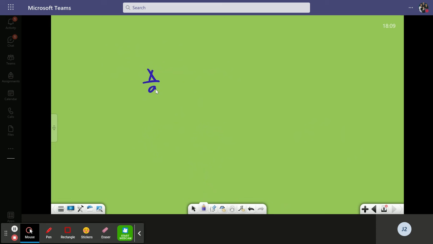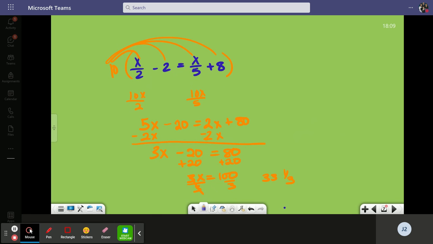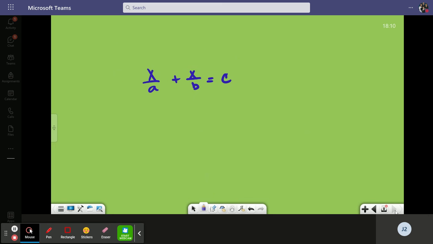I have x over a plus x over b equals c. I need to get that x alone, so it's a really good opportunity to get rid of the fractions, right? So what is going to be my common denominator? When we did this one, we had a denominator of 2 and a denominator of 5, and our common denominator was 10. So what do you suppose our common denominator is going to be on this one? How did we get that 10? Multiply it. So we did 2 times 5, right? A times B, exactly, perfect. So I'm going to write AB.